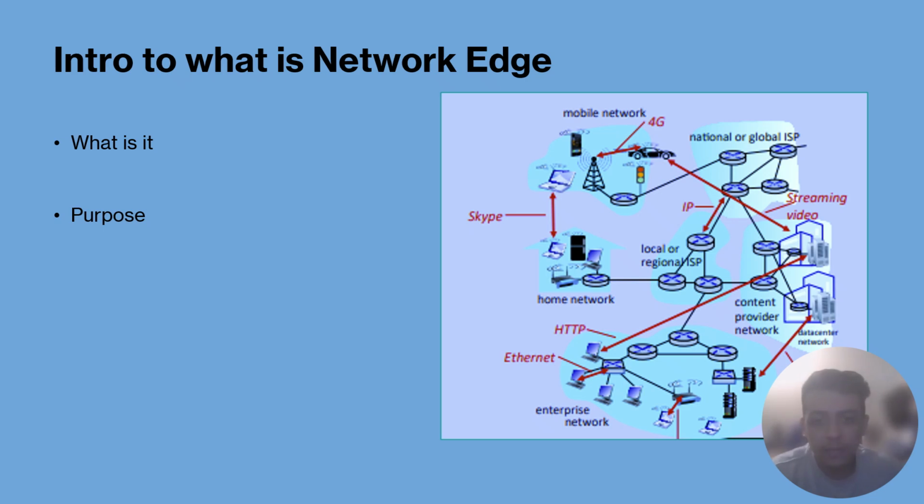As you can see here, we have different types of structures, from mobile networks to enterprise networks to content provider networks, and how data is constantly being transmitted between different places. Here we have an example of Skype, with a computer sending data to the home network and the mobile network, and then from the mobile network down to the content provider, where we have streaming services such as Netflix, Hulu, things like that.